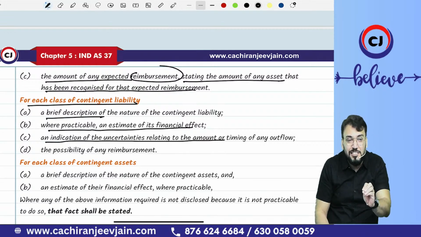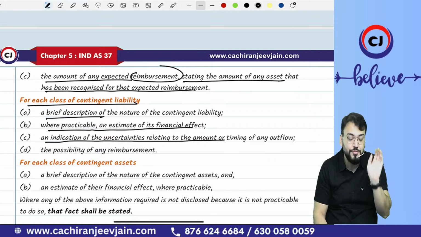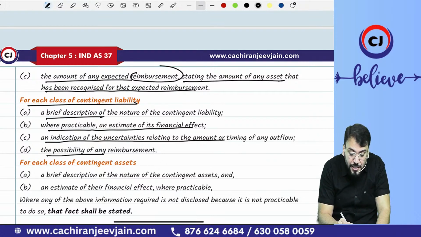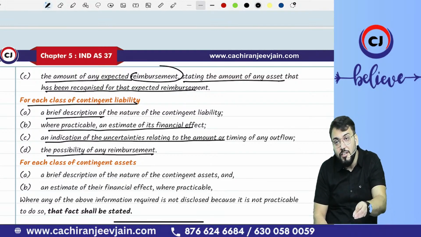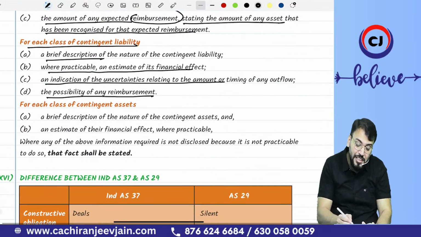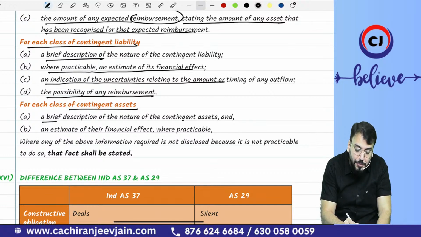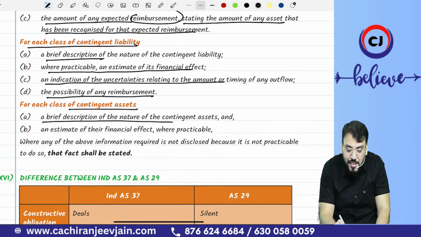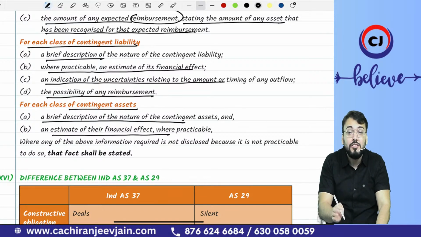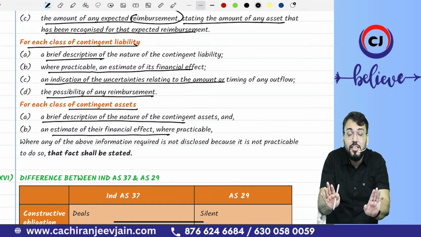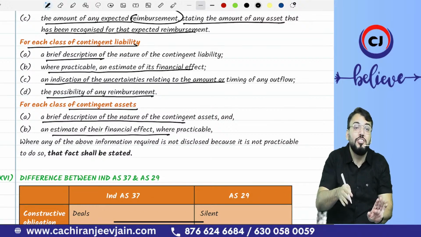So if there are some uncertainties, disclose that also. Any possibility of any reimbursement? If any reimbursement point is there, you disclose that also. For each class of contingent asset, a brief description of the nature of the contingent asset, an estimate of the financial effect if practicable. Now, Ind AS 37 does not discuss the measurement of contingent asset.